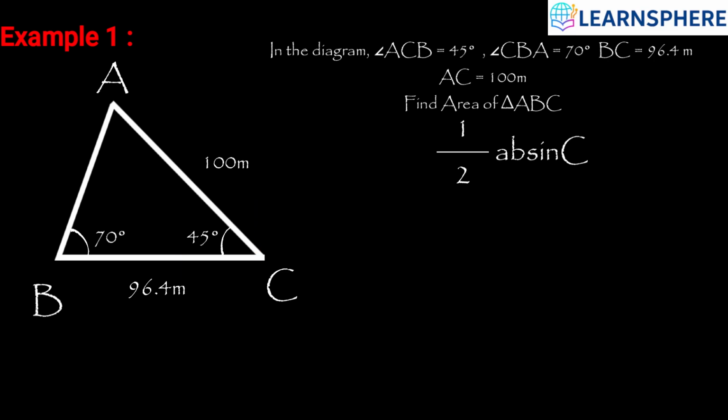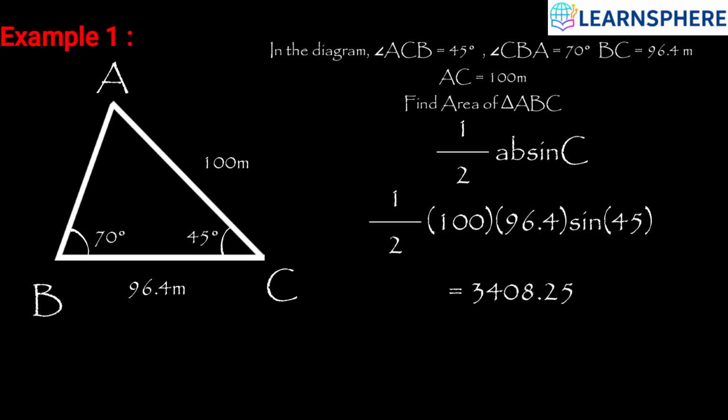Therefore, these are the two sides that we have to use, and the angle that we have to use is 45 degrees. After knowing this, we can substitute the angle and the two sides into the formula, which gives us half times 100 times 96.4 times sine 45, which can be evaluated to be 3,408.25, which can be rounded off to 3,410 meters squared as our answer.